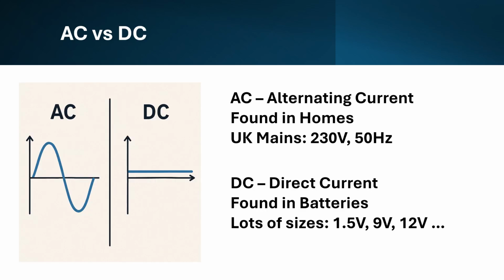Okay, so AC versus DC. AC is alternating current, and we've displayed that on the slide, the curved graph. Alternating current is usually used in mains supplies, and for example, the UK mains supply is 230 volts and 50 hertz. 50 hertz is the speed at which the current alternates. A DC current, or direct current, is found in batteries. You have lots of sizes of batteries, 1.5 volt, 9 volt, or a 12 volt car battery, for example.